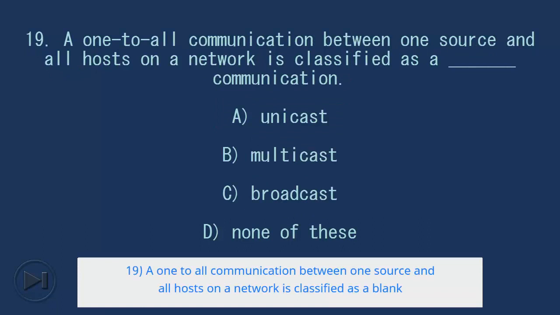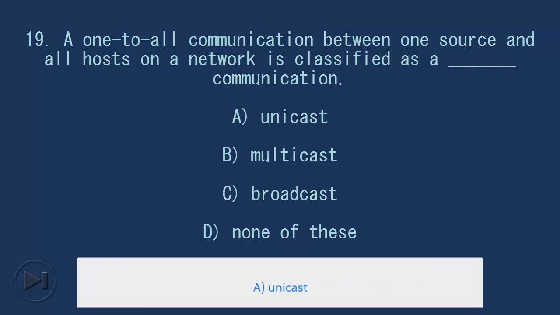19. A one-to-all communication between one source and all hosts on a network is classified as a blank communication. A, unicast. B, multicast. C, broadcast. D, none of these. Answer, C, broadcast.